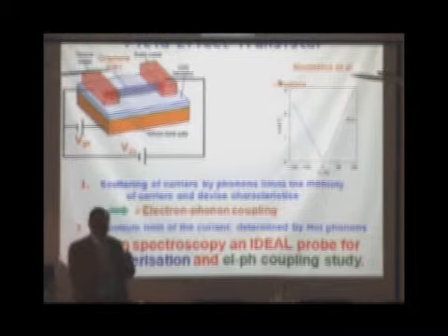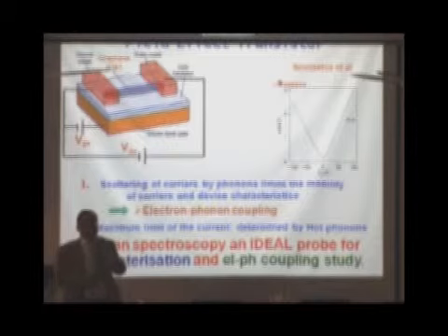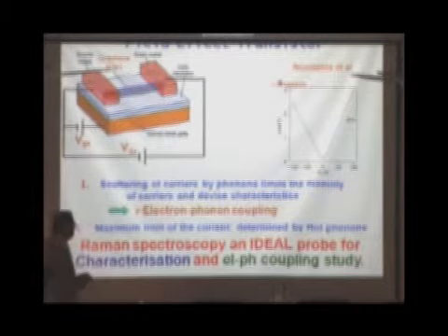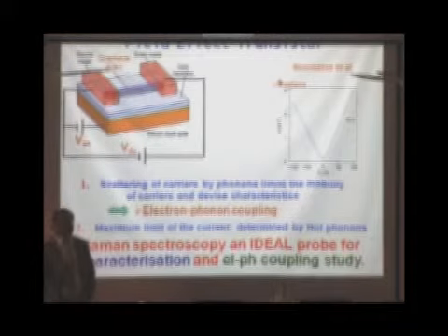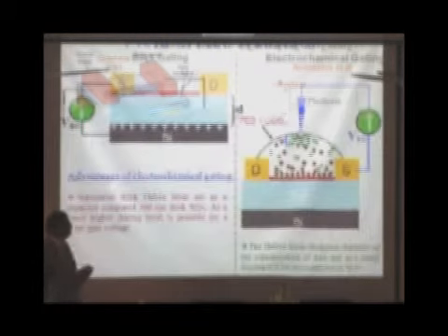So by applying this voltage, you can change the Fermi level in the graphene, or the doping in the graphene. So you can electron dope or hole dope. And the devices have many issues which I said, like what is the electron phonon coupling and so on. All these are issues which have to be understood for any new material.